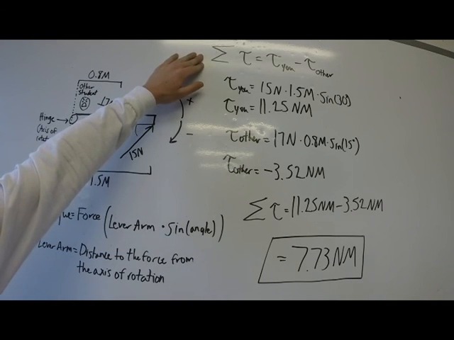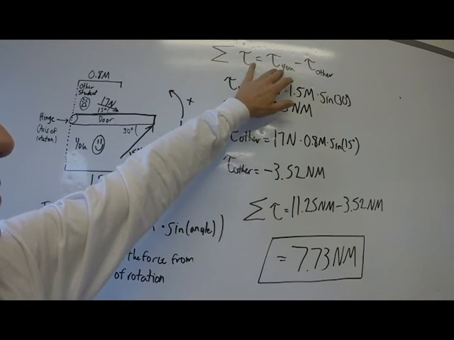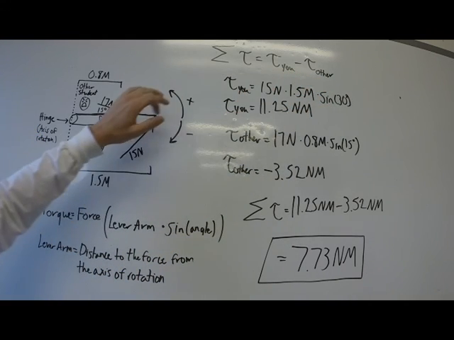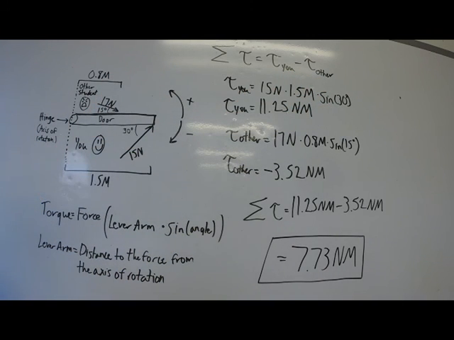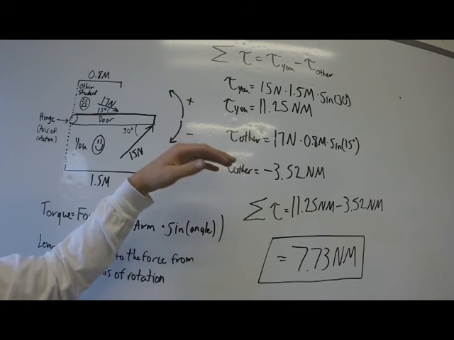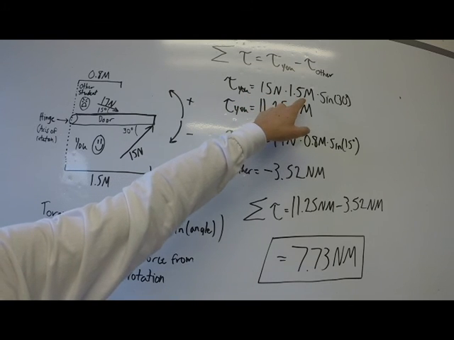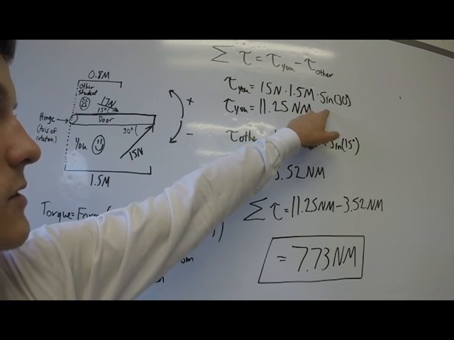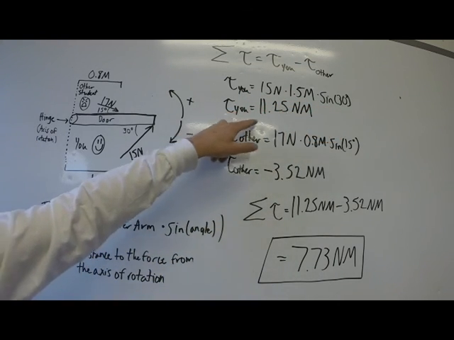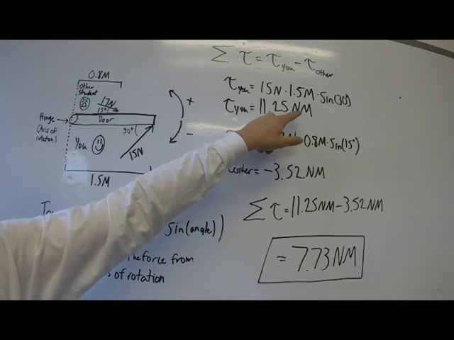So the sum of all the torque in the system is going to be your torque minus the other student's torque, since counterclockwise in this system is going to be positive because you want to enter the door to get into the classroom. Your torque is going to be 15 newtons times 1.5 meters for your lever arm times sine of 30 degrees. So your torque is going to be 11.25 newton meters.